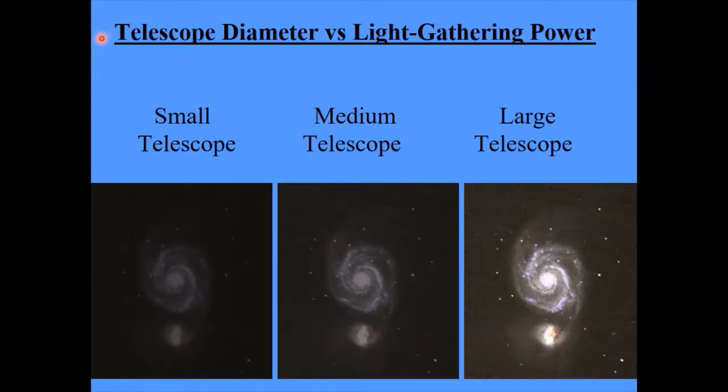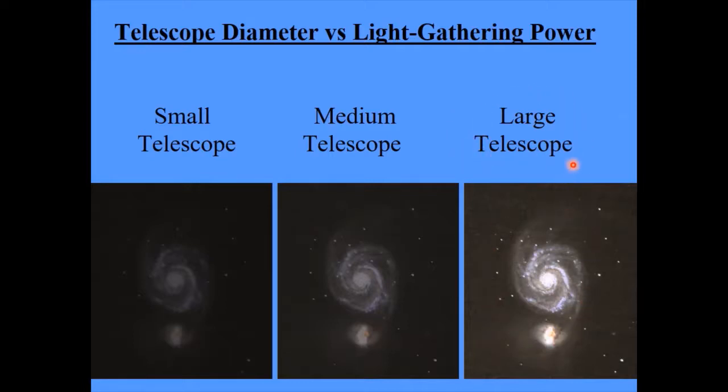In order to see what the effect of more light gathering power is, these are 3 simulated images. I actually took these images with the telescope that I built. I'm going to share that with you later on in this lecture. These are pictures of a famous galaxy called the Whirlpool Galaxy. This is what that galaxy might look like through a small telescope, through a medium telescope, and through a large telescope. The main idea again is that with a larger telescope, we have more light gathering power, so the image appears brighter.